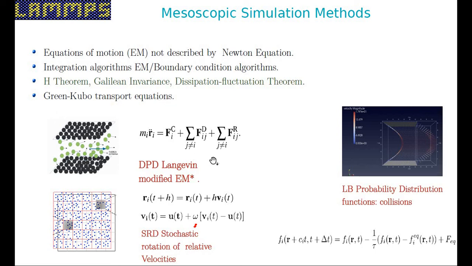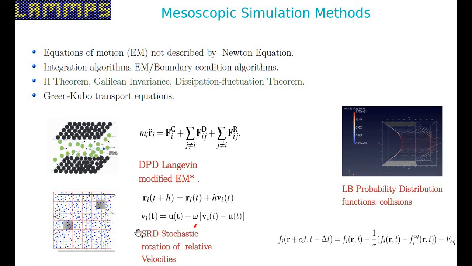Here, there are some examples of the equation of motion. For example, for the DPD modified Langevin equation, we have the same equation as the Langevin equation that includes conservative forces and random forces, but including a dissipative force, we include the hydrodynamic interaction directly. That's why sometimes DPD is called a modified Langevin equation.